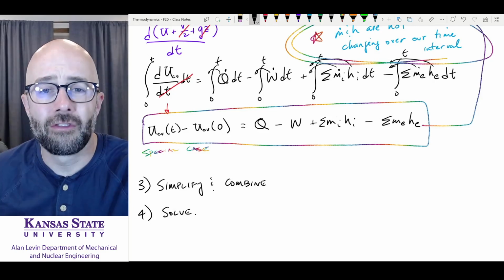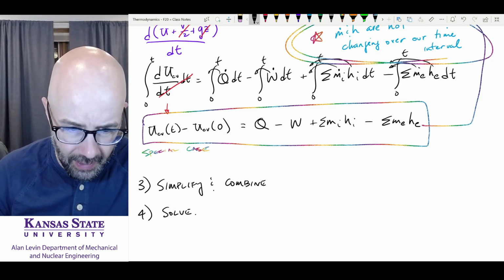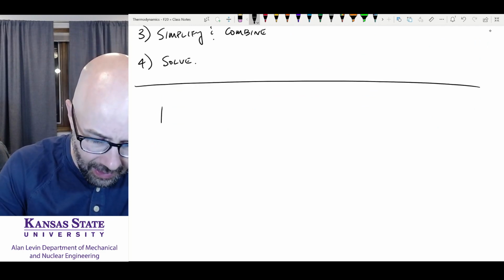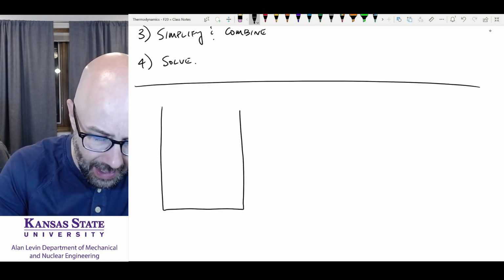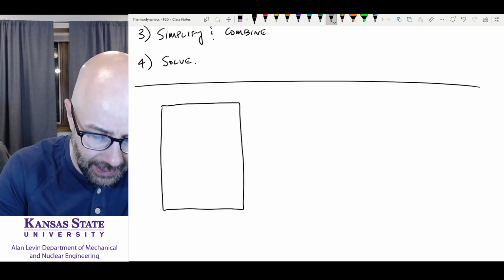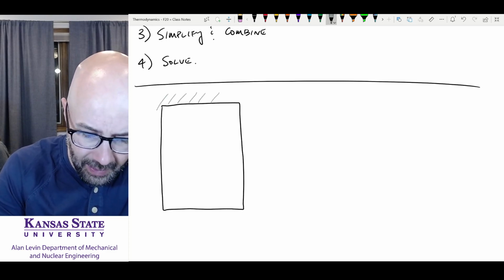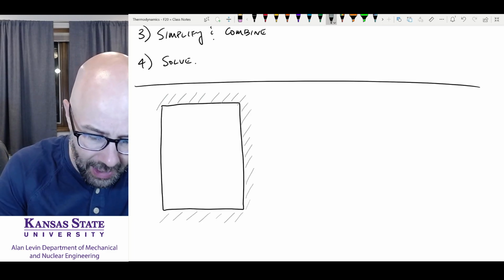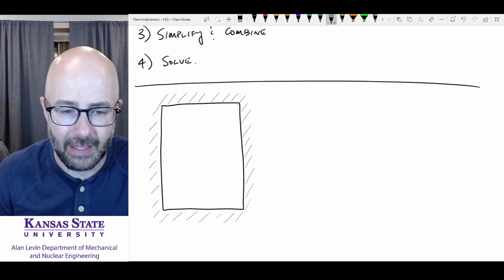Okay, so let's look at our first problem. Our first problem here is we have a tank. And this tank is completely insulated. So here's my insulation on the outside of the tank. So that means, what does that mean? That means that there's no heat transfer being added to the tank.